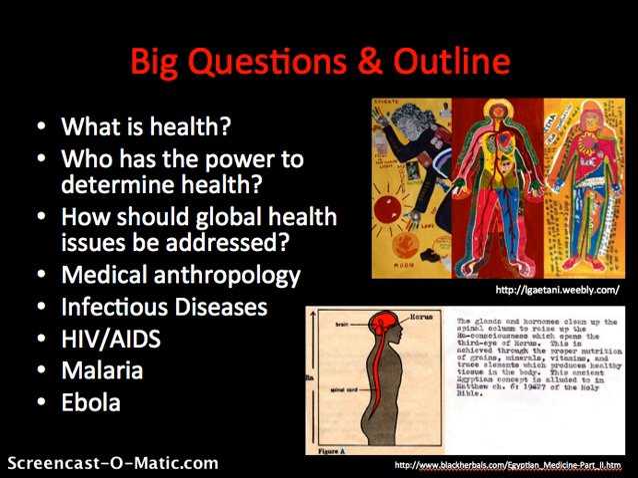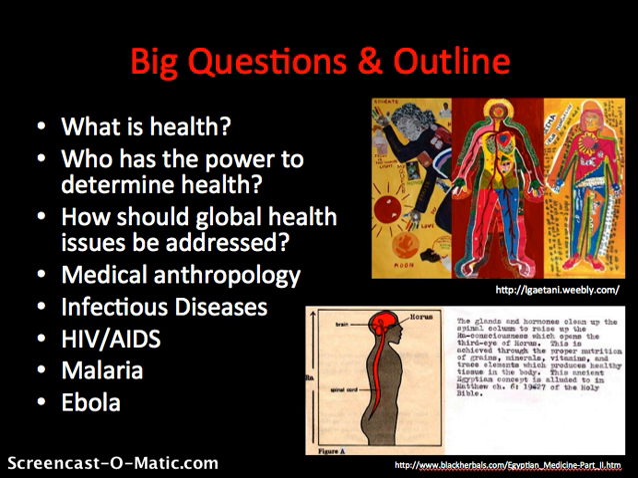And so issues about what constitutes ill health, or what constitutes the absence of health, or the presence of disease, and when medical intervention is potentially necessary, or seeking out health in other areas that are outside of biomedicine. So who has the power to determine what health is, and then on a global level, how should health inequalities be addressed? How exactly should global health issues be addressed?